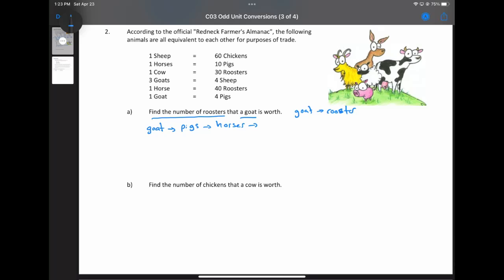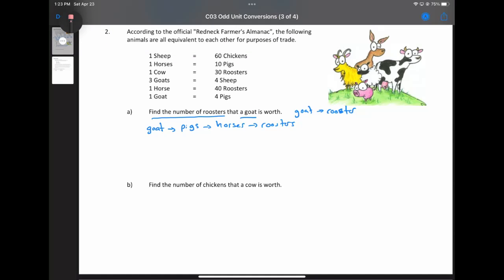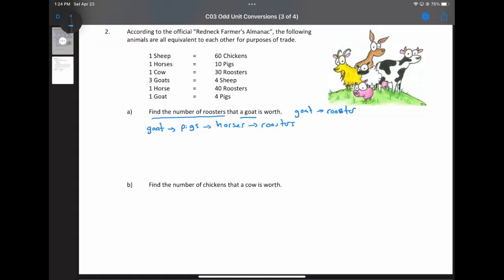So now we're going to go from horses to roosters. And then the third one down, I can go from roosters to cows. And, oh, wait a second. Why am I continuing? I've already gotten to rooster. So let's go back. I didn't need to go any further. I could stop once I hit rooster. I was getting ahead of myself there.